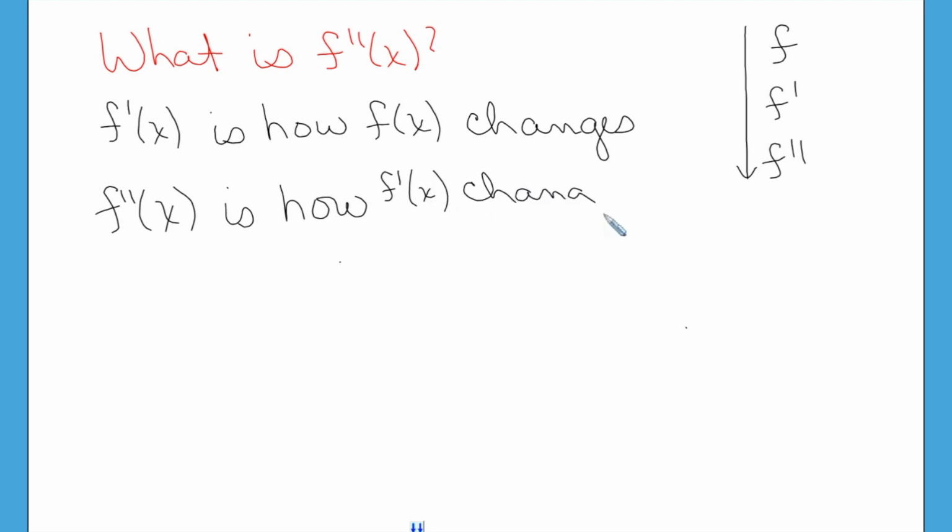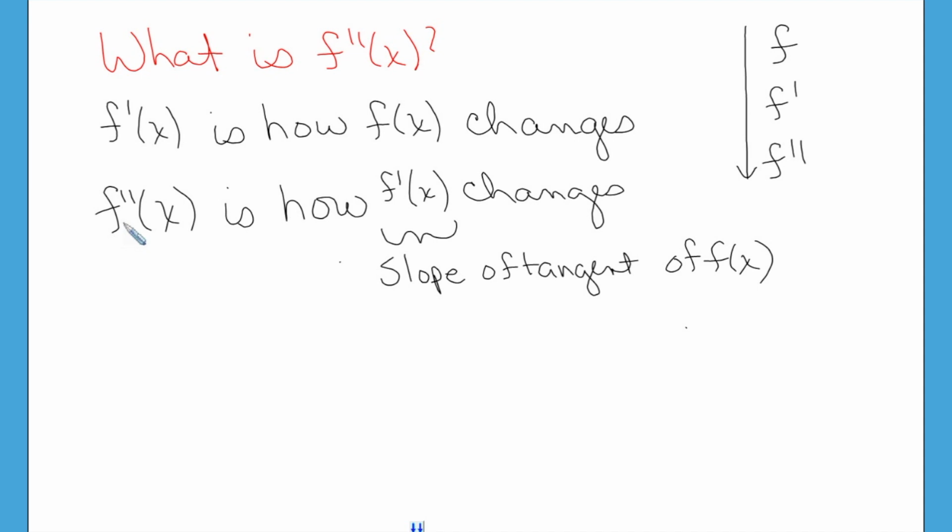Okay? So wait a minute, what does that mean? Well, we call f prime of x the slope of the tangent line of f. So really, f double prime is how the slopes of the tangent lines of f of x are changing. A lot of times you'll hear me say f double prime is how the slopes change, just for brevity. So f prime is how f changes, and f double prime is how the slopes change.